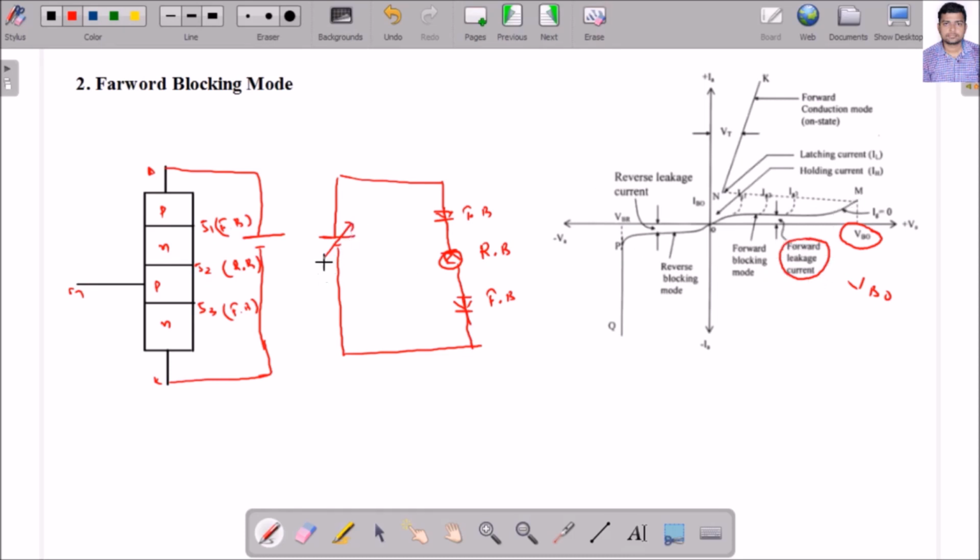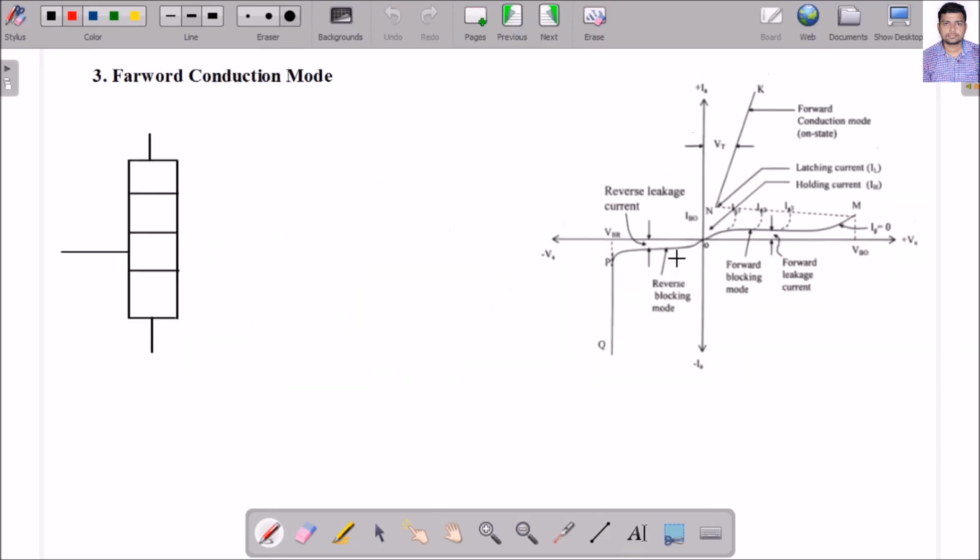But if I keep on increasing the voltage, at a voltage known as the forward breakover voltage, junction J2 breakdown occurs and current starts, and suddenly the voltage decreases. Look, when the thyristor is conducting, the voltage suddenly decreases and the current starts increasing. This is all about the forward blocking mode, which ranges from 0 to M. Next we'll discuss the forward conduction mode.